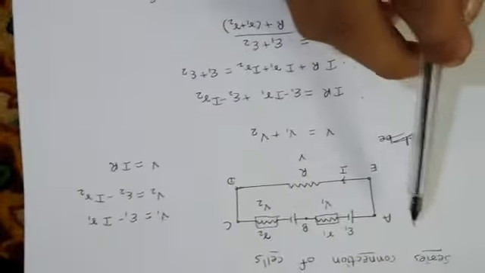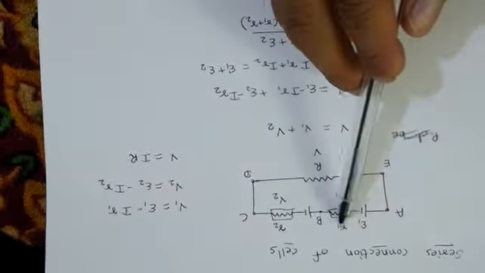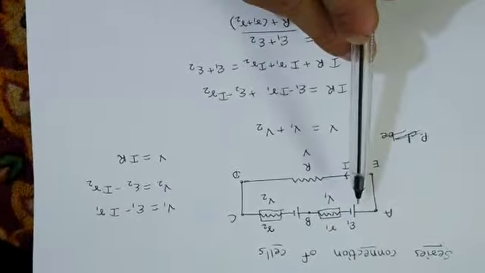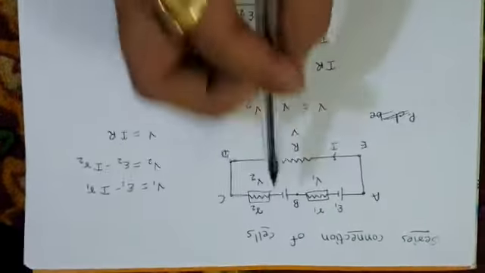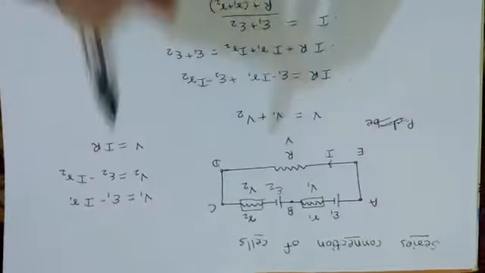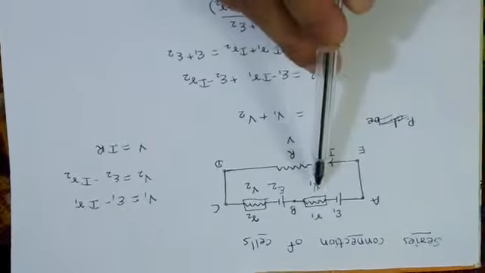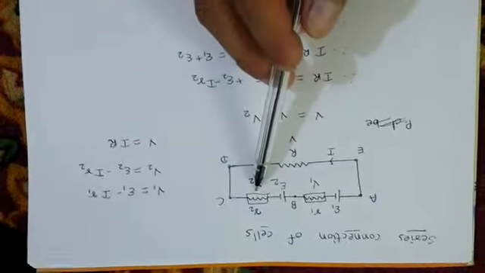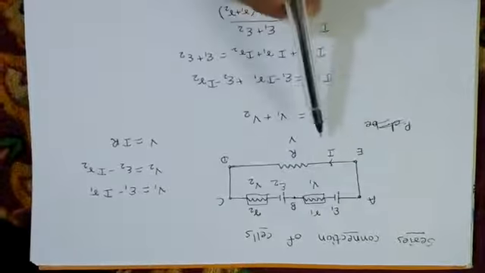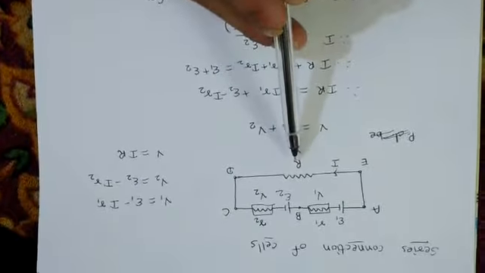Now we are going to discuss series connection of cells. We are assuming one cell with EMF epsilon 1 and another cell with EMF epsilon 2. The first cell has an internal resistance of r1, the second one has r2, and with them we are connecting one resistor of resistance capital R.